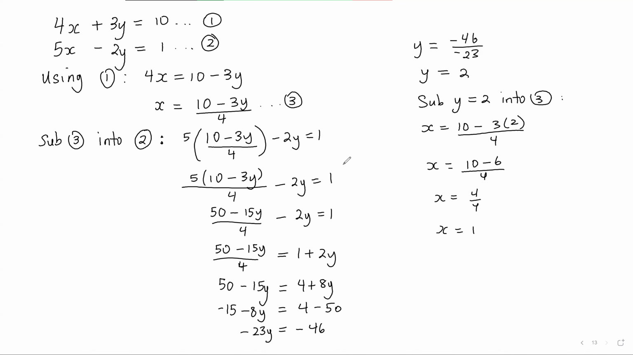And to check if my answer is correct, I will substitute x is 1 and y is 2 into equation 1. So that would be 4 times 1, 4x, plus 3 times y, that's 2. And 4 times 1 is 4, plus 6, which is 10. So it works out in equation 1. In equation 2, it's 5 times 1, take away 2 times 2, which is 5 take away 4, which is 1. So it works out in equation 2 as well.